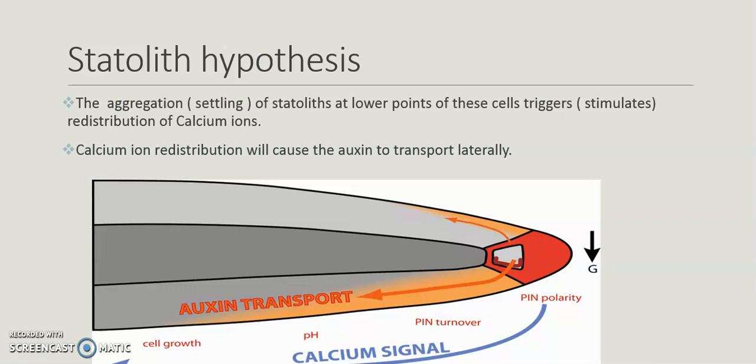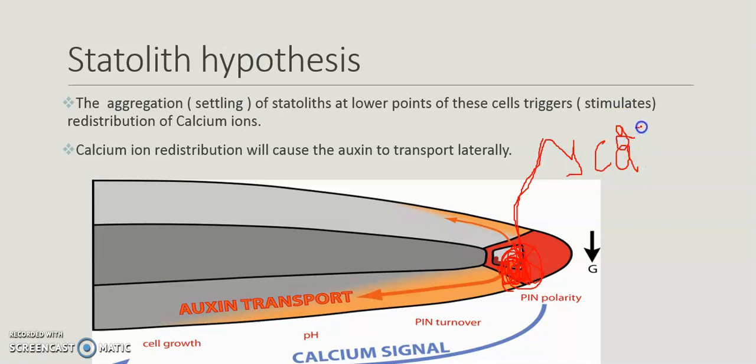You should understand now, when the statoliths are deposited on the lower portion, the settling of statoliths will be stimulating the redistribution of calcium 2+ ions. When statoliths are deposited on the lower portion, this will be triggering the redistribution of calcium 2+ ions.